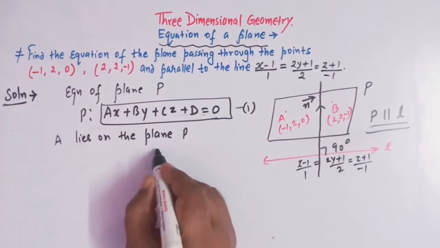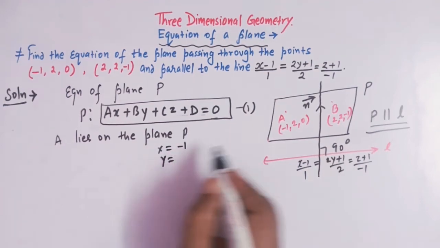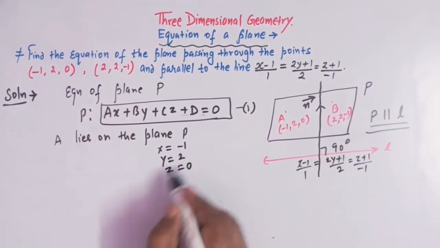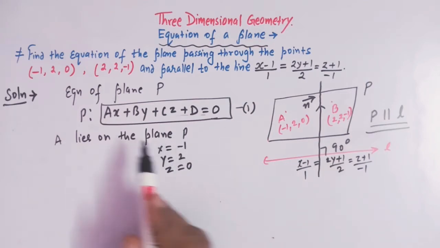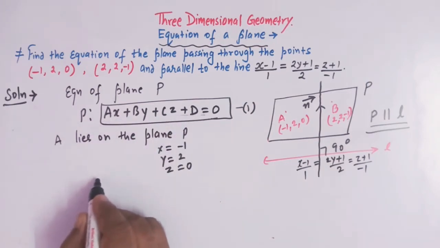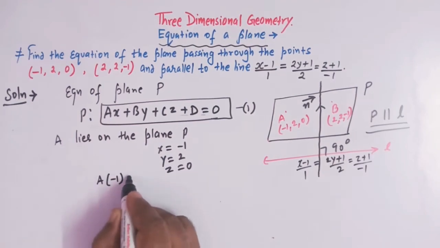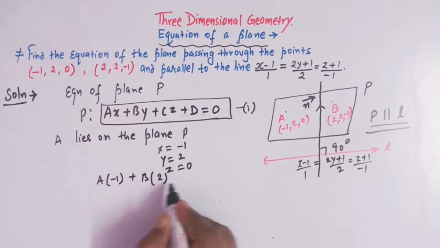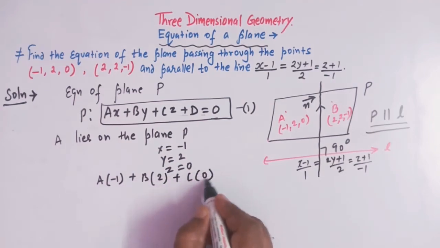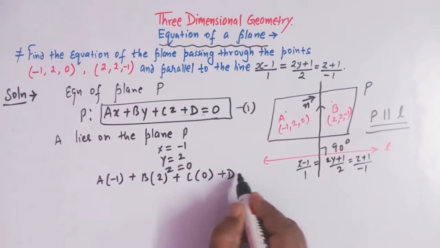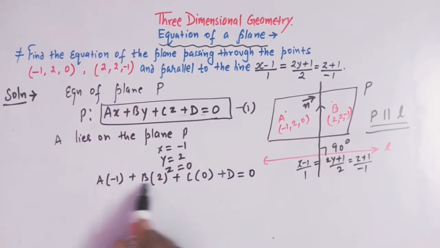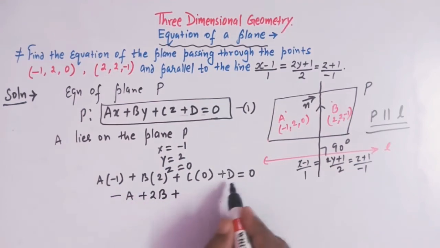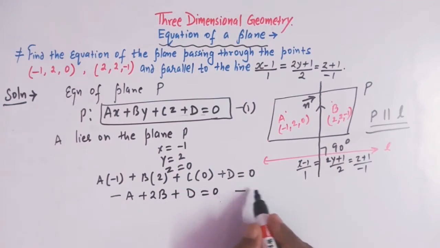So we have x = -1, y = 2 and z = 0, right? So when we substitute this point in this equation, see what we get. We'll get a times -1, then we'll have b times 2, then we have c times 0 because z is 0, plus d is equal to 0, right? And if we simplify it, then we get -a + 2b + d = 0, right? So let us call this equation as equation number 2. So here c times 0 is 0.